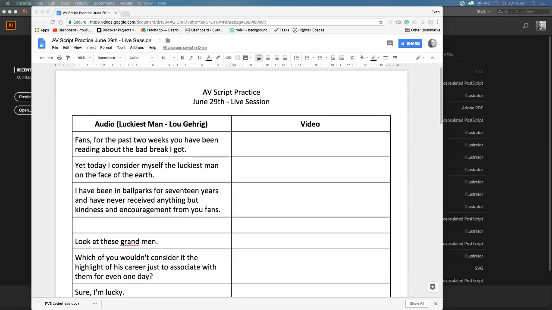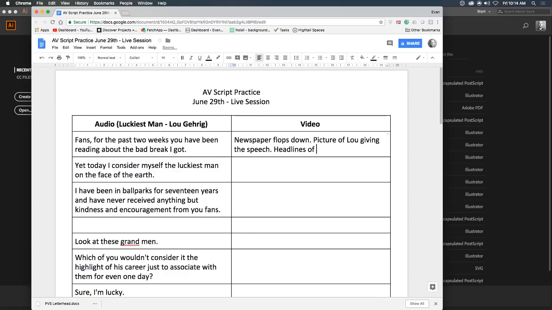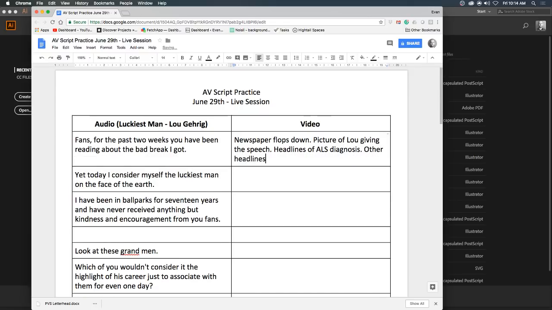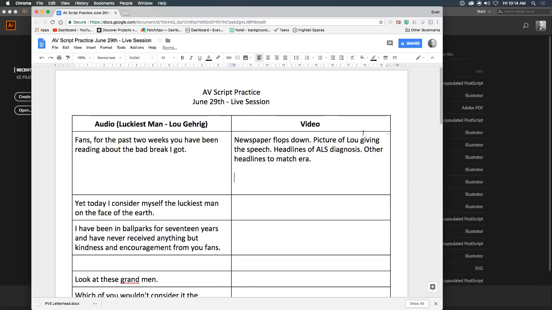Yeah, newspaper flopping down, that could be a thing. So what you would do is write in here, we've got newspaper flops down, maybe a picture of Lou giving the speech. And we might say headlines of ALS diagnosis, other headlines to match era, so that we can place where we are in time, where we are in space, so the viewer knows what we're doing.